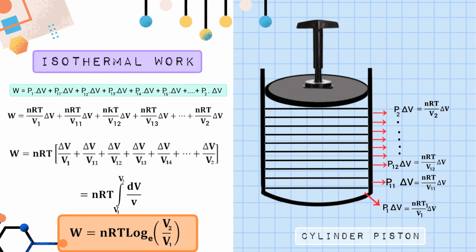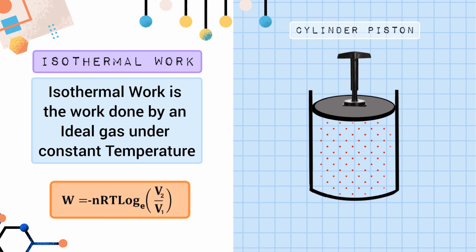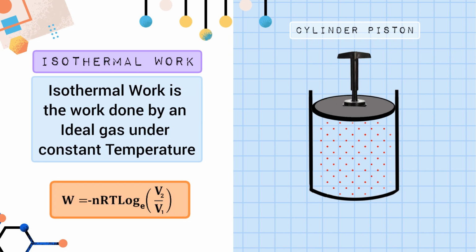Since work done by the gas is the internal energy lost by the gas, we put a negative sign to represent that. There you have it, folks, an interesting and simple way to derive the equation for the total work done by an ideal gas in an isothermal process.